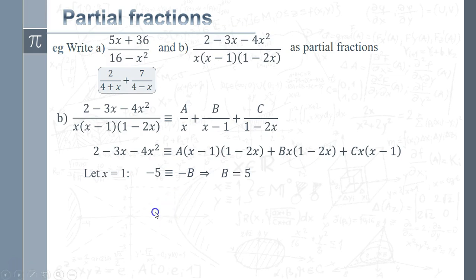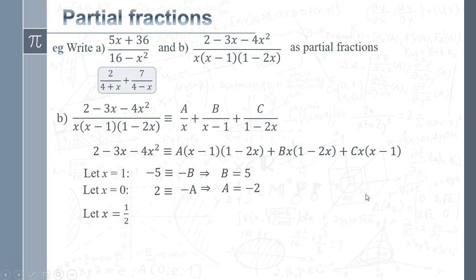Next thing I'm going to do is let x equal 0. And that means this bit's going to disappear. It means this bit's going to disappear. On the left-hand side, I've just got 2. And on the right-hand side, if x is 0, that bracket is minus 1. That bracket is 1. So I've just got minus a. So that gives me a equals minus 2.